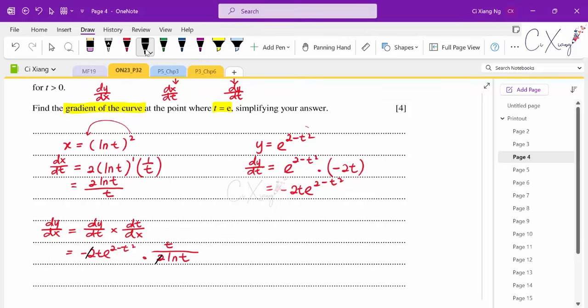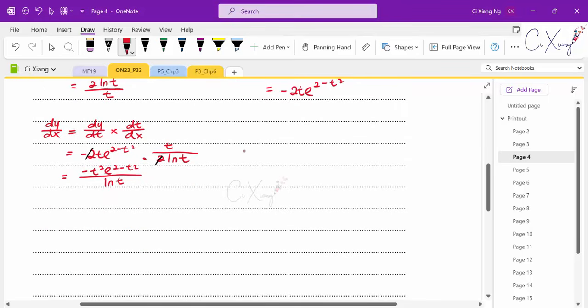Okay, so what I am going to do now is multiply them together. I'm having negative t squared e to the power 2 minus t squared, divided by ln t. And they are asking us for the value of the gradient, right? So to find the value of the gradient at t equals e, you need to further substitute t equals e in your calculation.